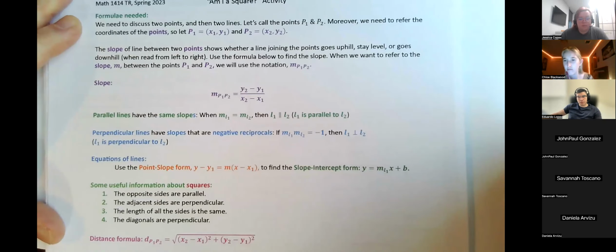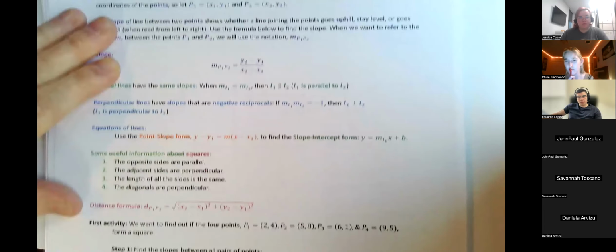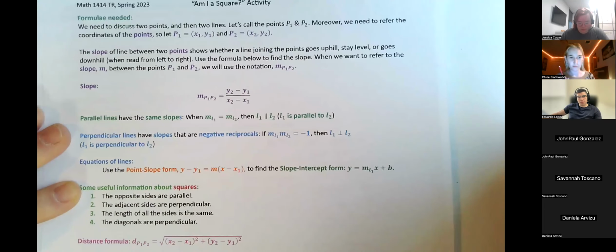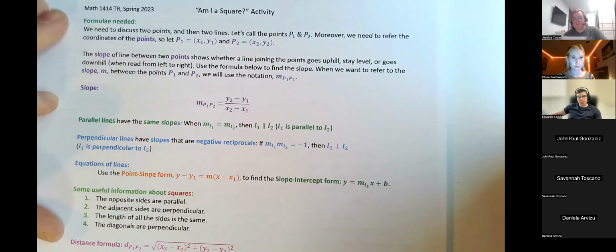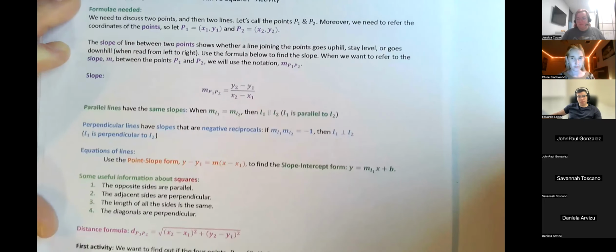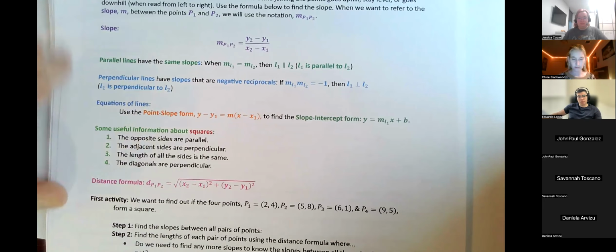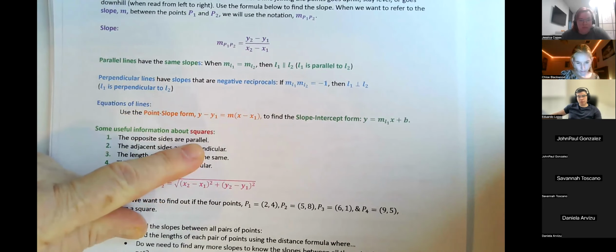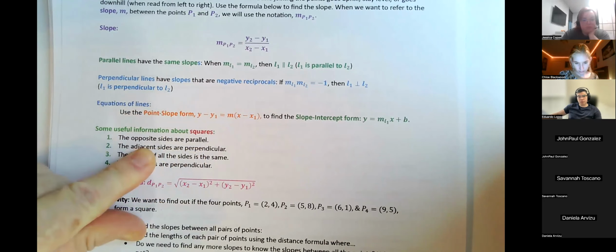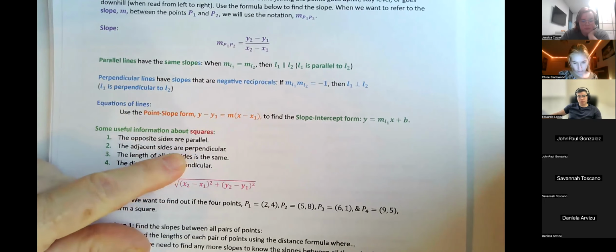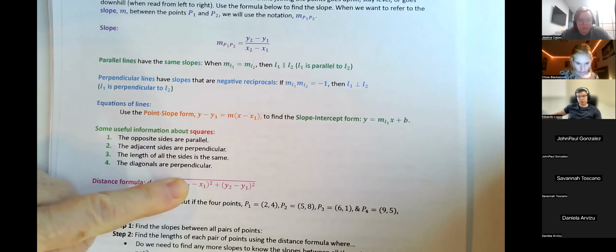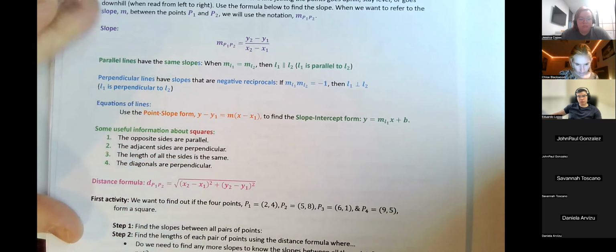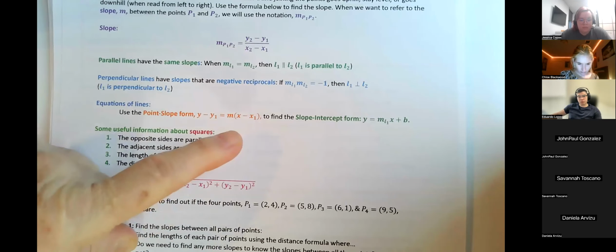We're going to start with, well, let's just look over this material first. So we want to see, given 4 points, do those 4 points form a square? And a square has the following properties. Opposite sides are parallel. Adjacent sides, which means sides next to each other, are perpendicular. The length of every side is the same. And the diagonal lines, the ones that join opposite corners, are also perpendicular. We'll need the distance formula and the slope formula.